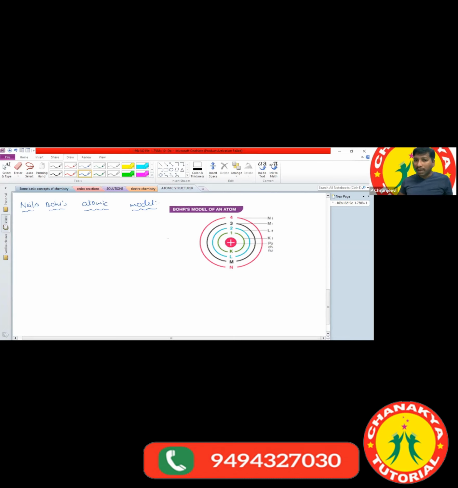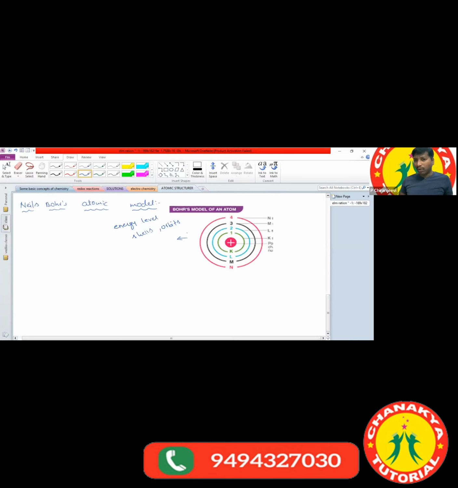All these circular paths we call energy levels. We can also call them shells, or orbits. Energy levels, shells, or orbits. Now, did you get the clarity?